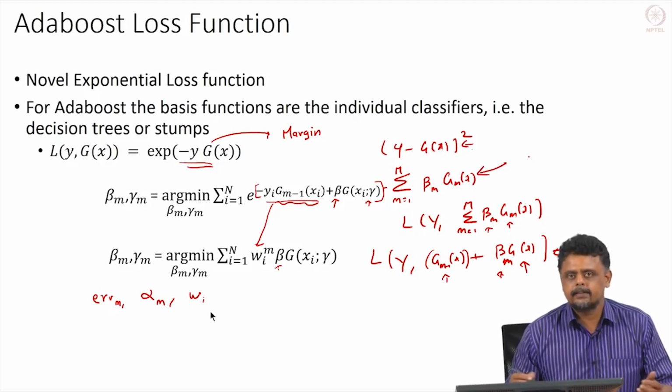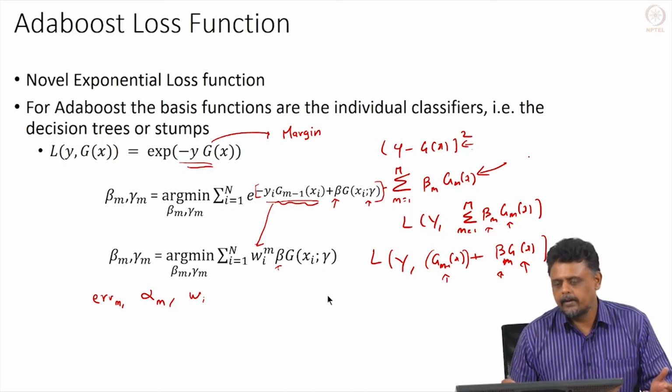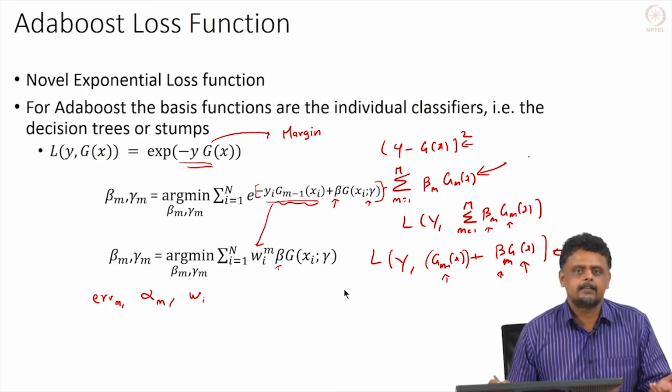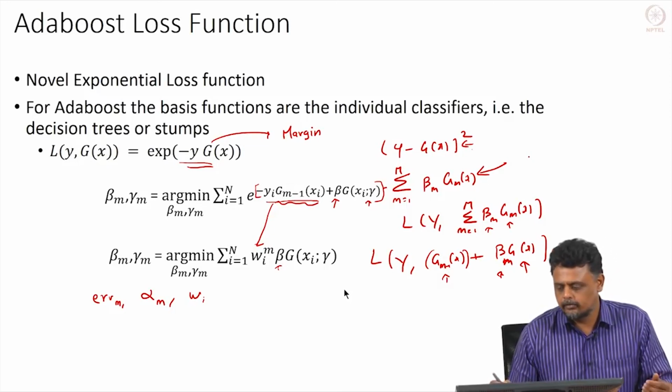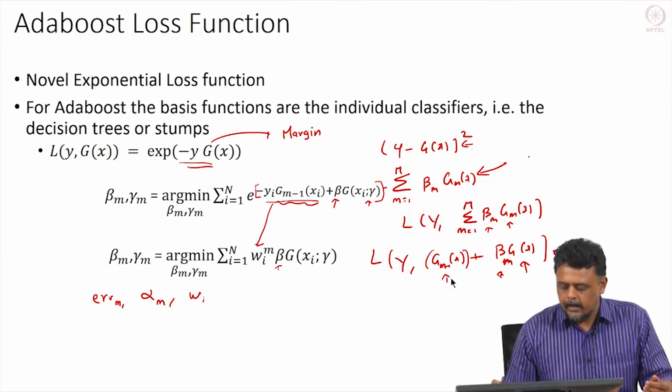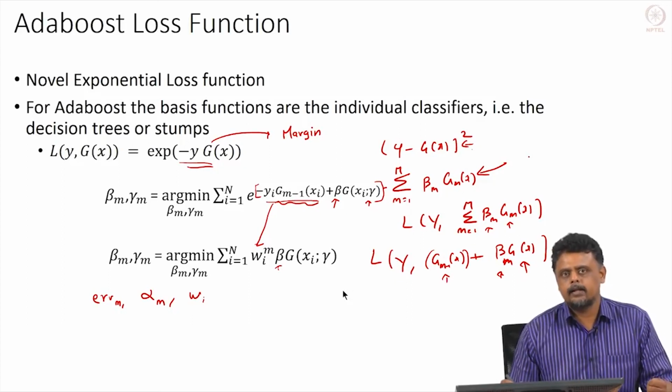So, it is like a linear basis function model, where g m of x are the basis functions. In this case, we have used decision trees, but we can use other structures also if possible, and in every step we successively improve the classification or the prediction accuracy.